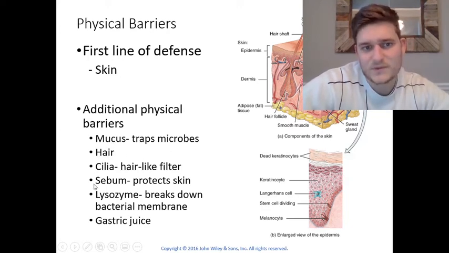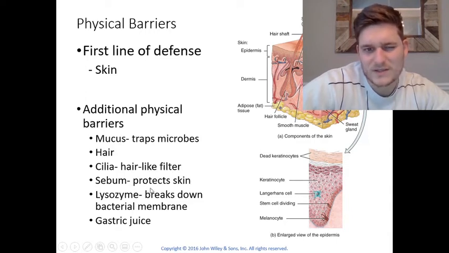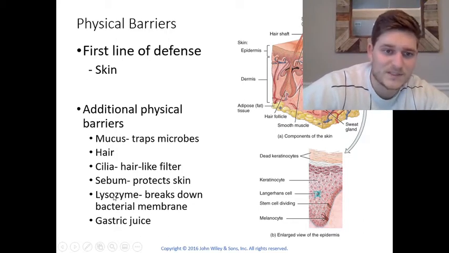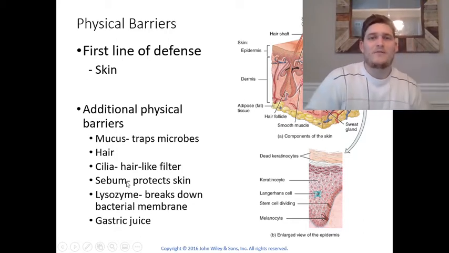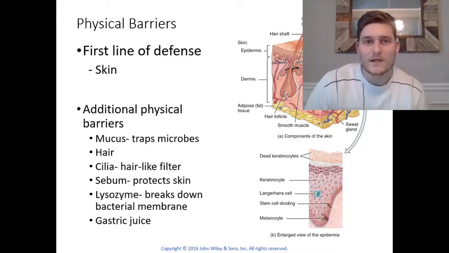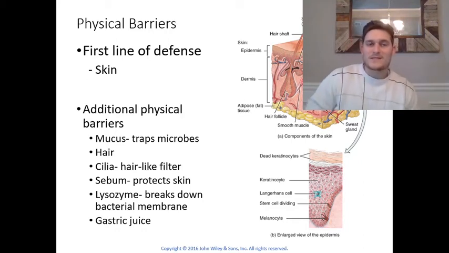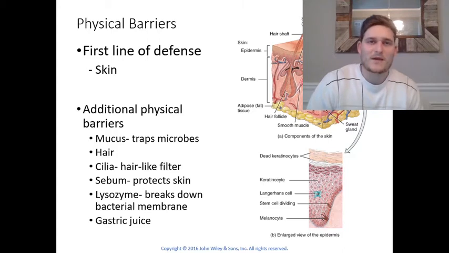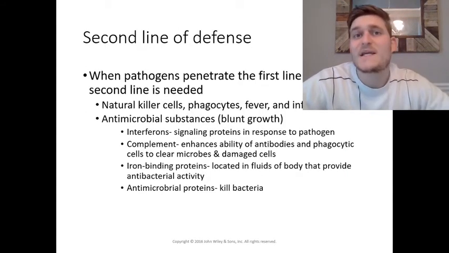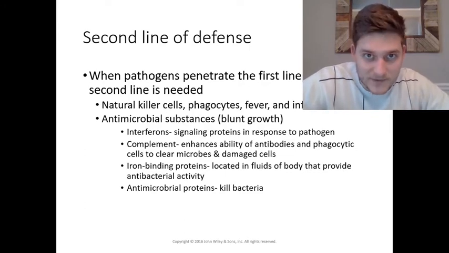We have sebum, which is going to help protect the skin versus certain damage and especially dehydration. We have lysozymes, which help break down membranes. And then we also have things like gastric juice on the inside of our digestive organs. And this really acidic substance is going to break up a lot of different microbes and a lot of different invading cells. Let's say, however, a pathogen got past our first line of defense.